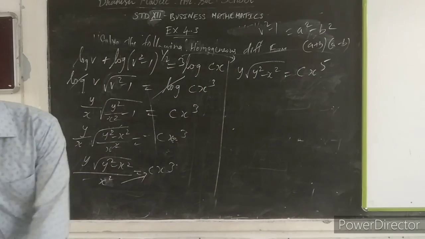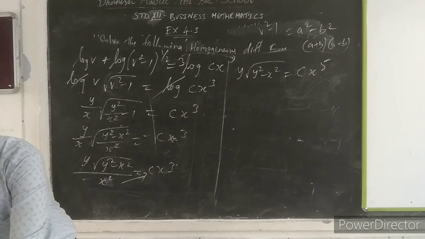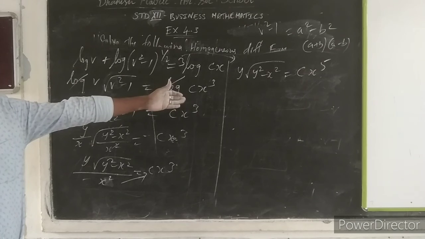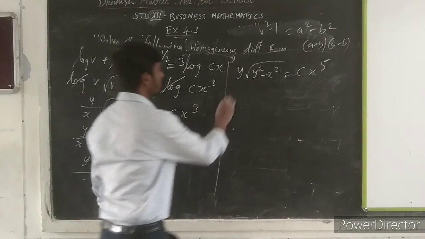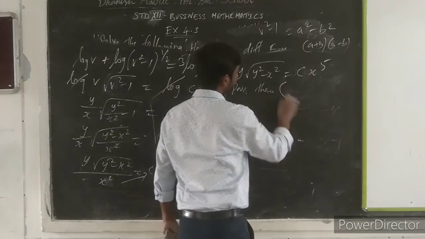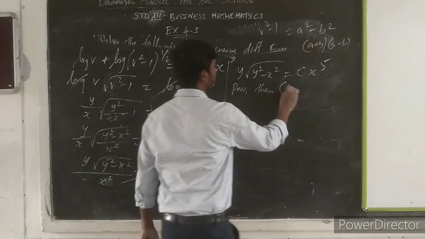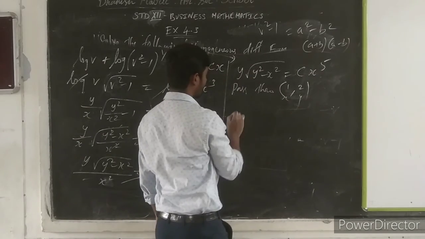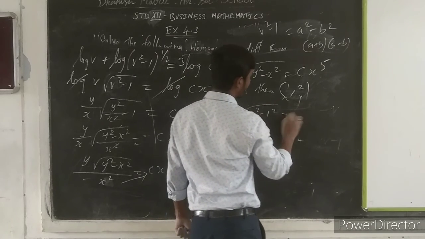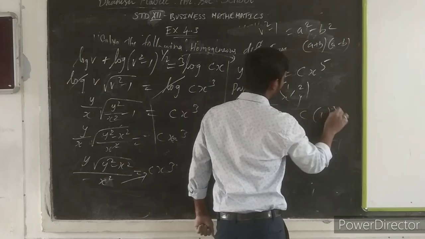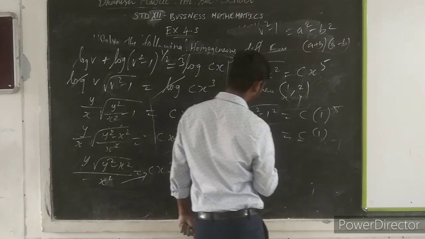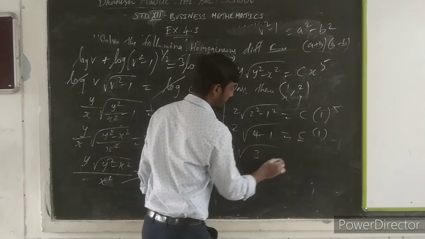So what is the question given? The curve passes through the point (1, 2). Find the equation of the curve. What equation are we getting? This one: y into root of y square minus x square equals c x power 5, passing through (1, 2). Substitute this one as x value and this one as y value. I am getting 2 root of 2 square minus 1 square equal to c into 1 power 5. Here 2 into root of 4 minus 1 equal to c, so we get root of 3 equal to c.